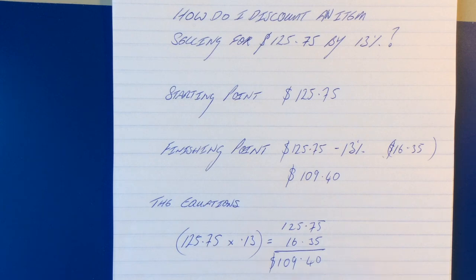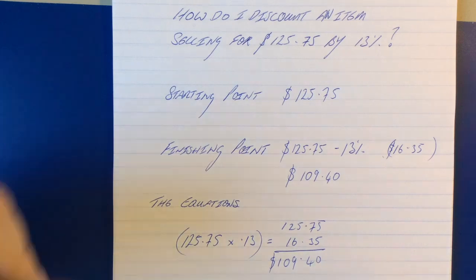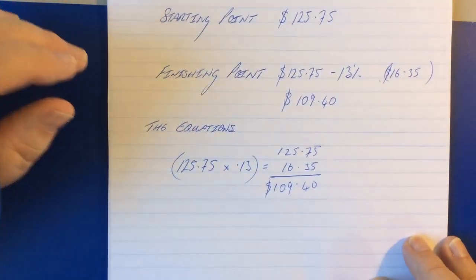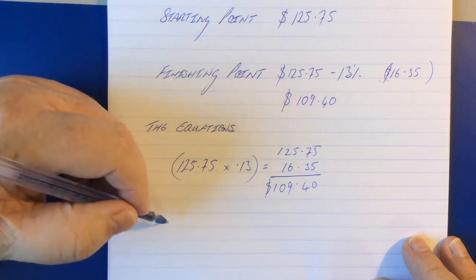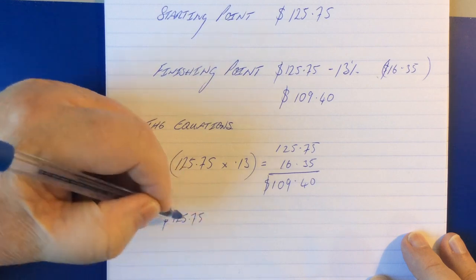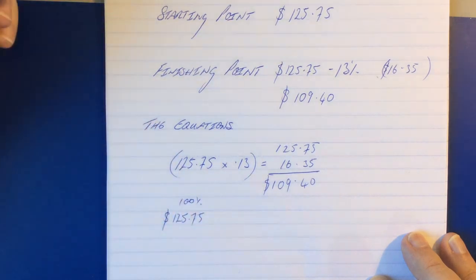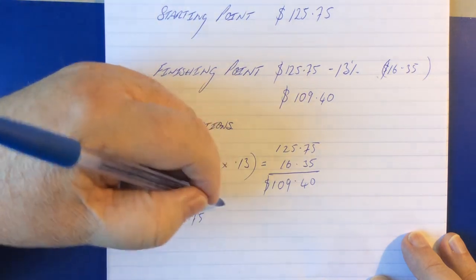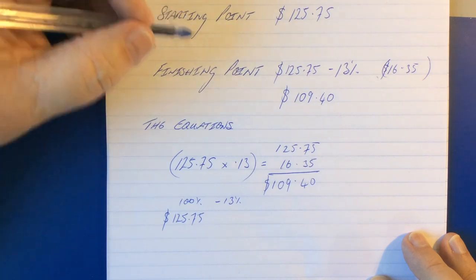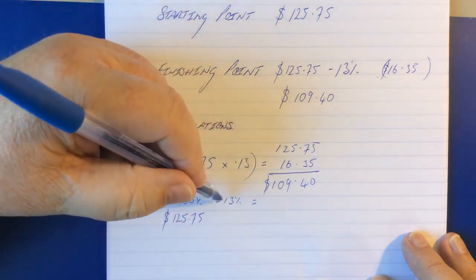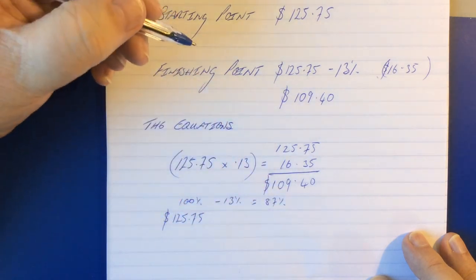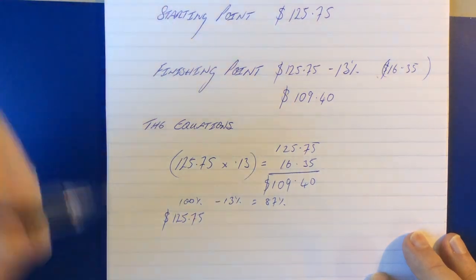which gives you an insight into how the transaction actually works. So let's have a look at that. So let's assume that $125.75 is 100% of our price. And what we're seeking to do is subtract 13% of that, which means that we're going to wind up with 87% of our price. Right.